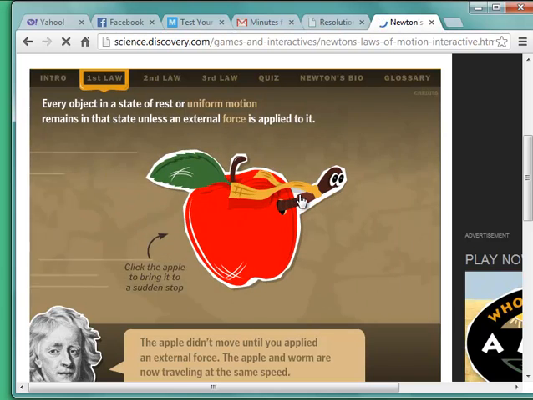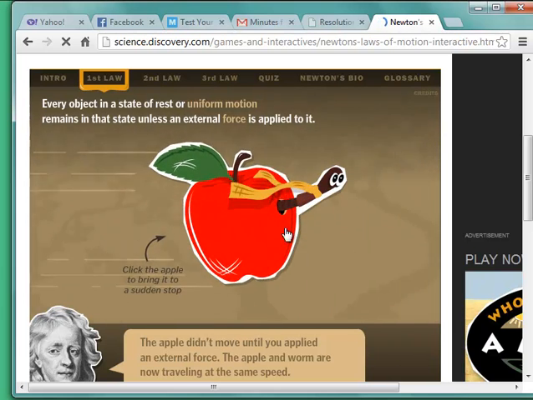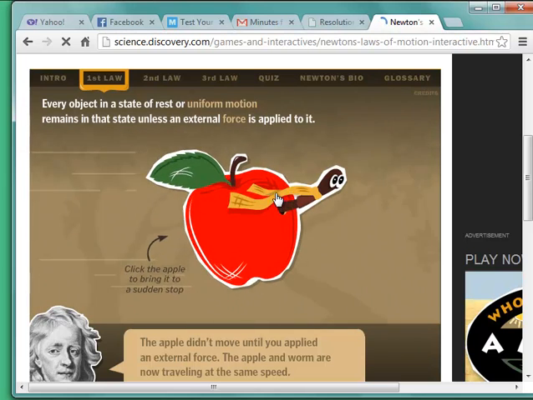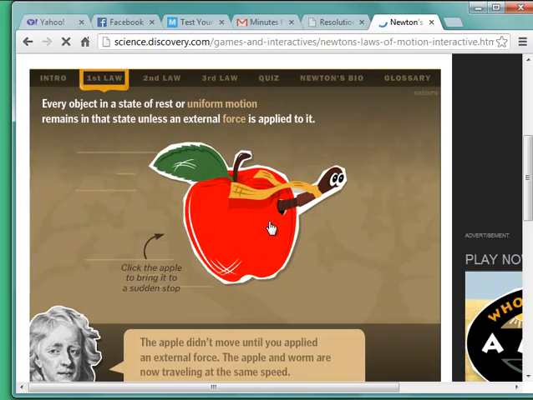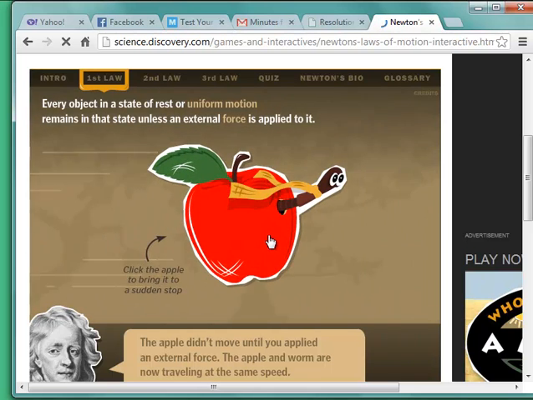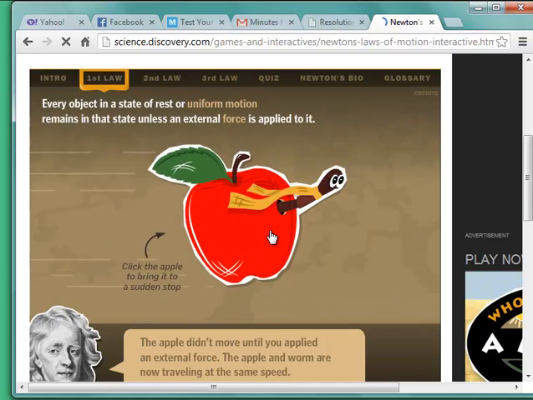We have to assume here that there's no force acting on this apple. There's no gravity and no air resistance. Absolutely no force. Since there's no force acting on this apple, it will continue to move in a straight line and at a constant speed forever and ever and ever.